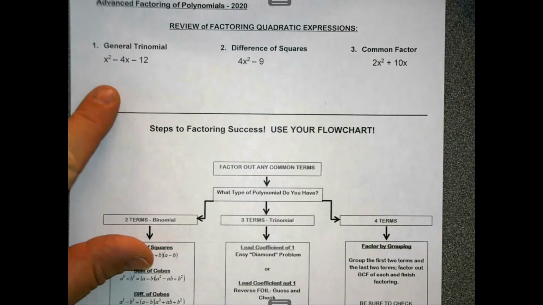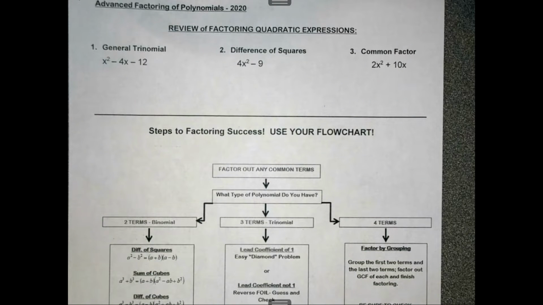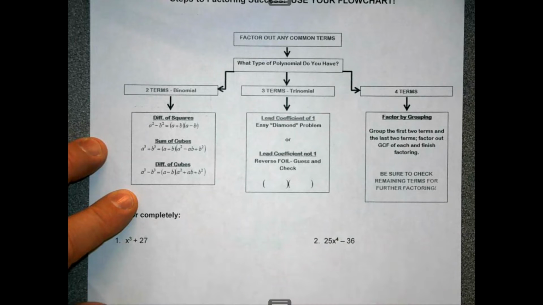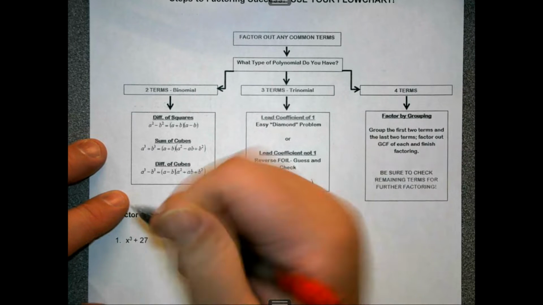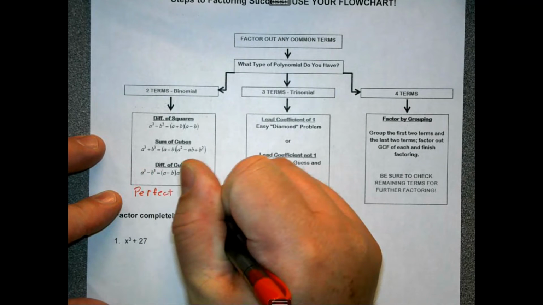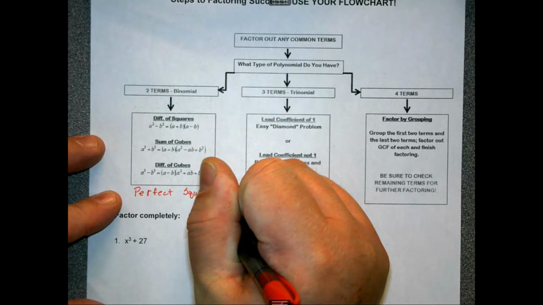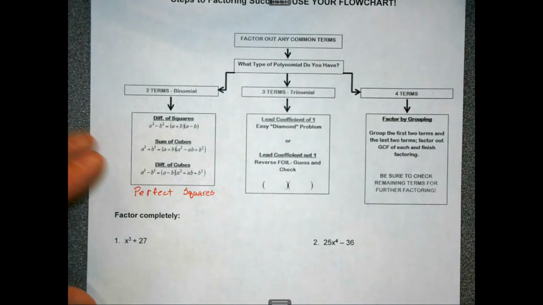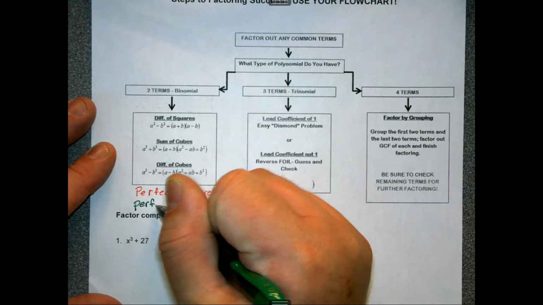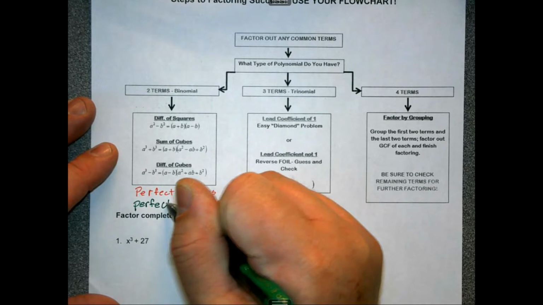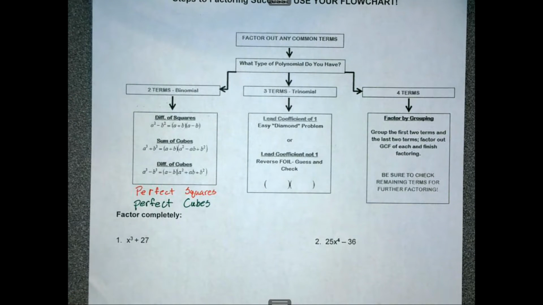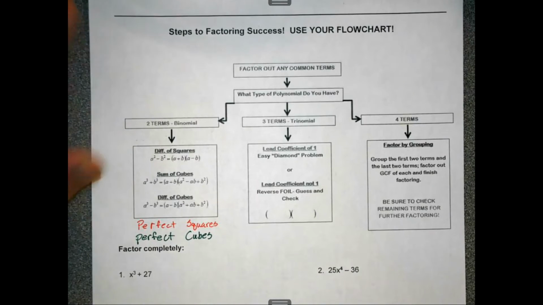Reviewing your flowcharts. On your flowcharts, you've got a couple of boxes underneath this one, right? You've got the perfect squares, and then I'm pretty sure I put the perfect cubes there, right? You're going to need those because we're going to do cubics today. Aren't you excited? Listen to the roar of the audience.